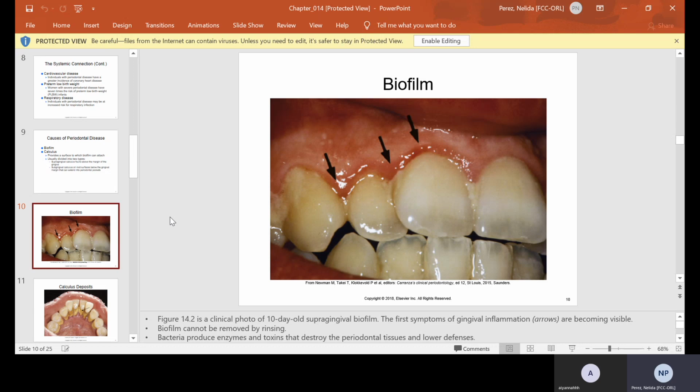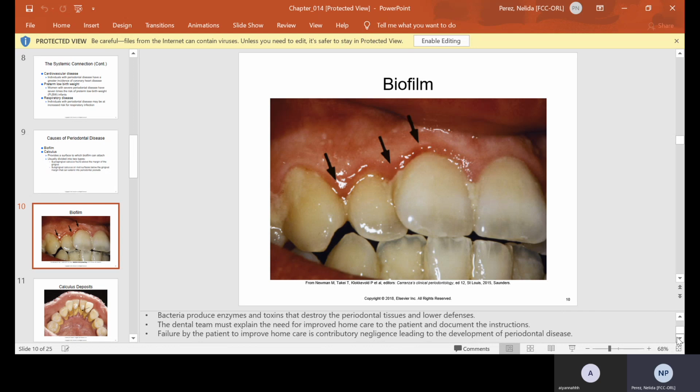Number one, biofilm cannot be removed by rinsing. And the other thing is the first symptoms of gingival inflammation. Here, you see around the biofilm, around the gingival margin, it's starting to get red. So that's the first symptom. Bacteria produce enzymes and toxins that destroy the periodontal tissues and lower the defenses.